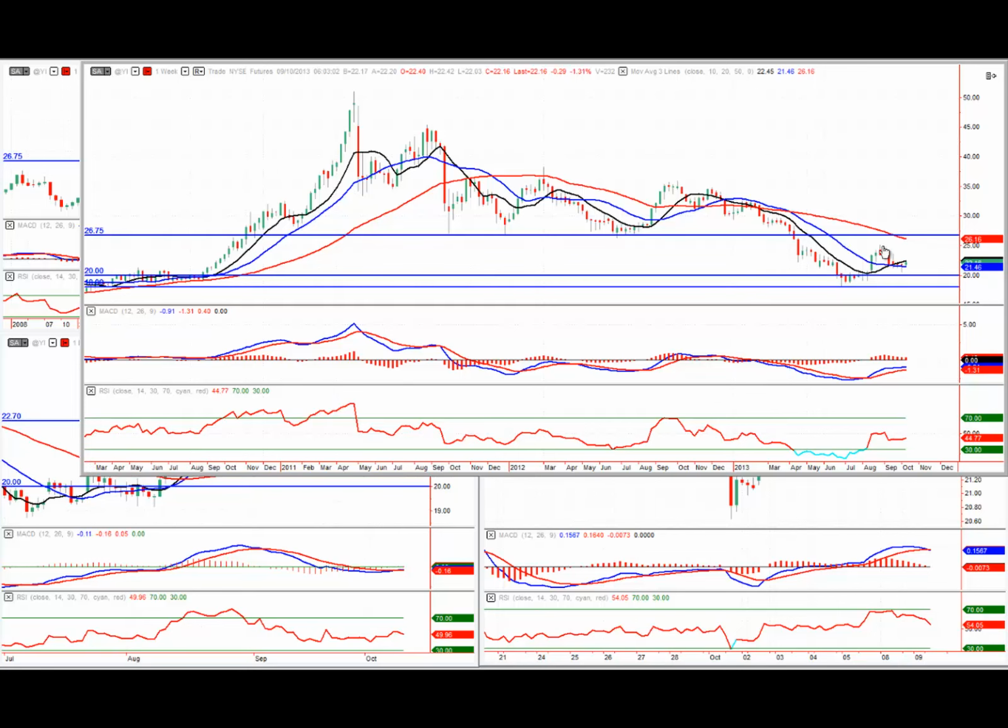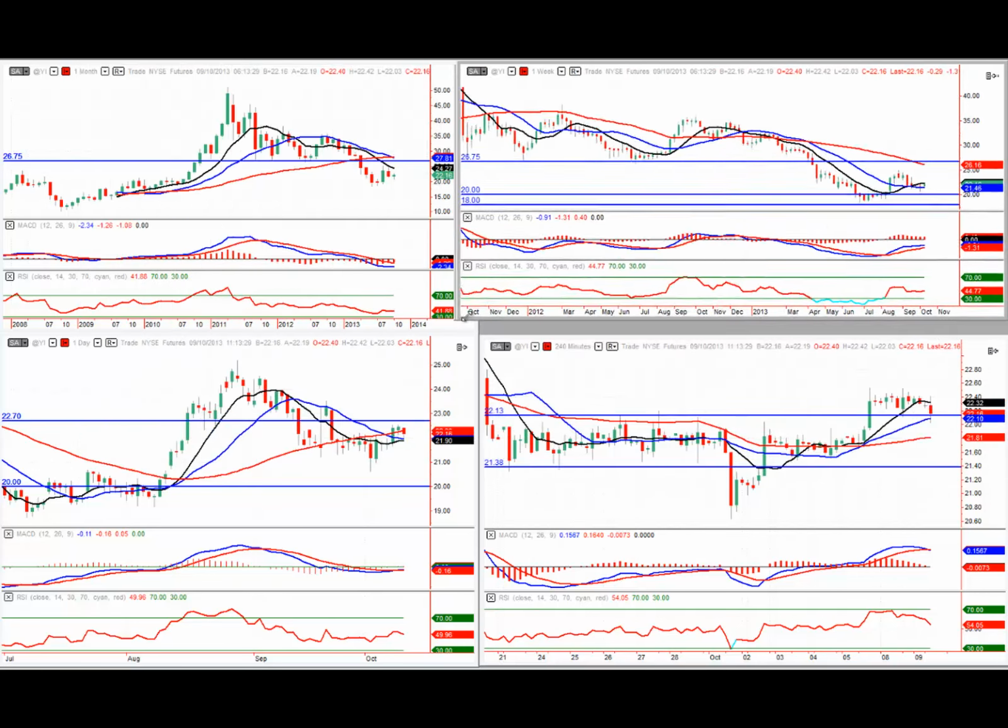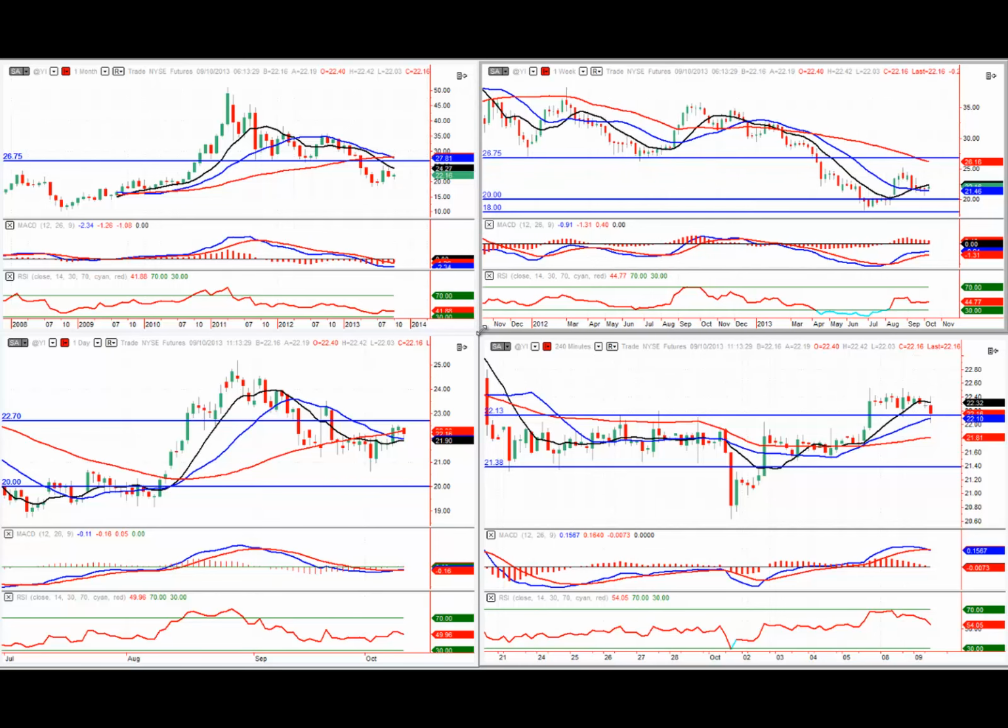So what I'm looking for is to see if we can test and break 20. If we can do that, then I think the next level is going to be 18. If we can't, if we get a break above this consolidation on the lower time frames of where we are, then I think potentially we could be looking for a move back up towards 26.75, which is the next higher support and resistance level in price.